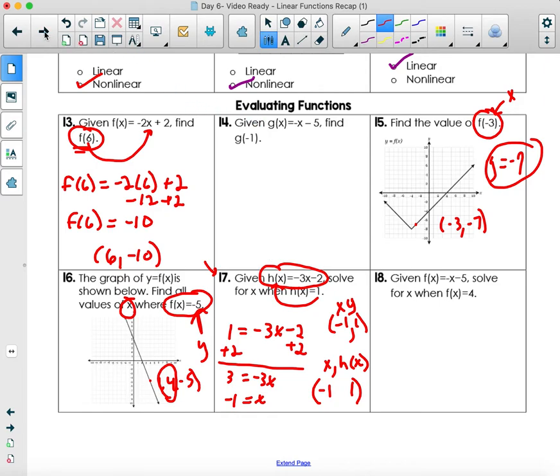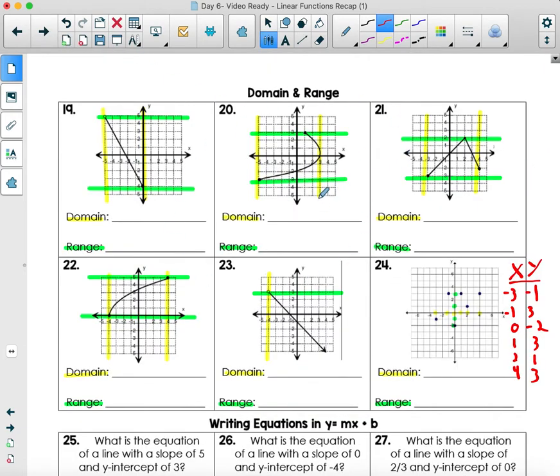Okay. All right. This next section, I did mark it up a little bit ahead of time to make it a little easier.